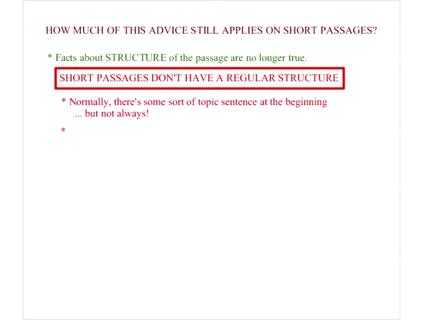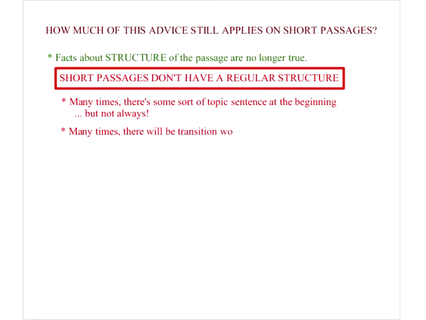Normally, in fact, I won't even say normally. I'll say many times, because normally seems like more than half the time, and I don't even know if I could say that with much confidence. But many times there's some sort of topic sentence. Again, many times there will be transition words, such as however, or but, or also, or furthermore, or any of those words that indicate logic. But not always.